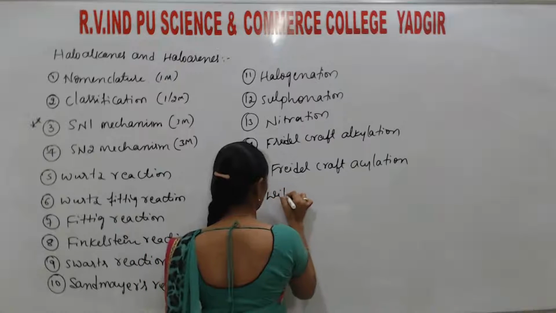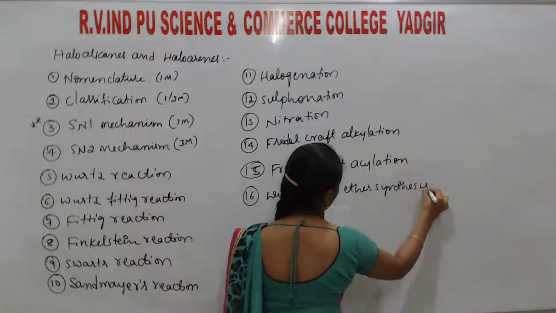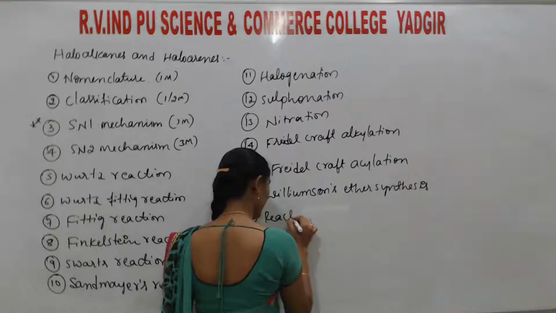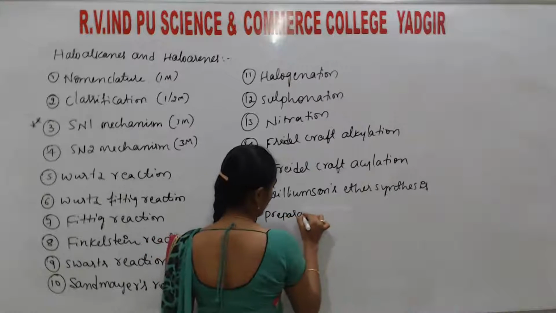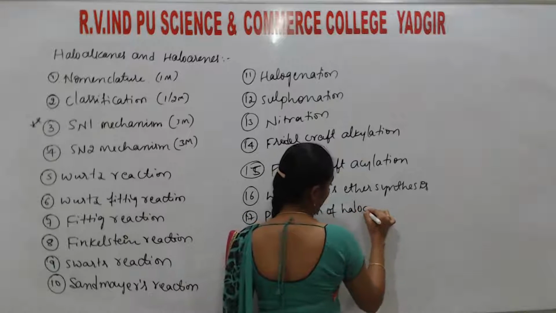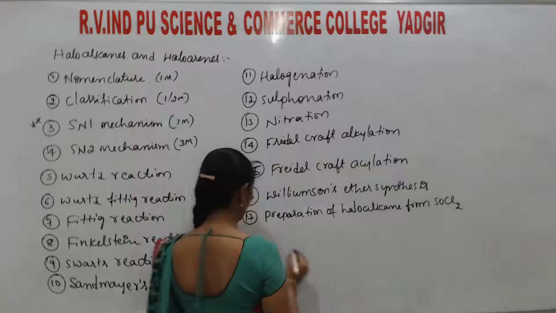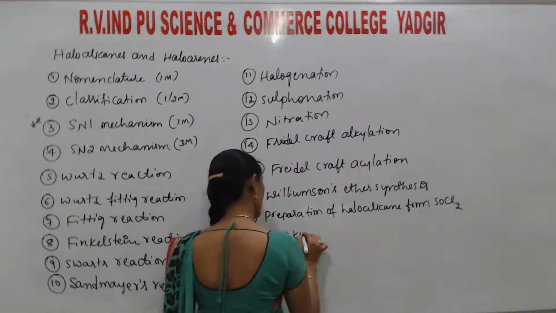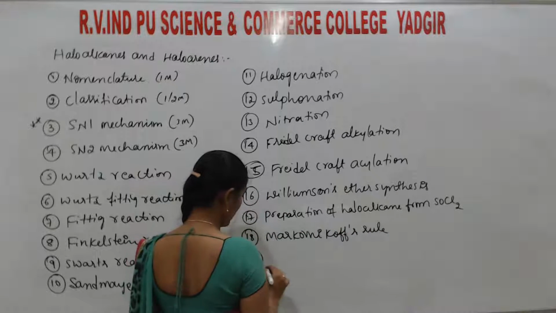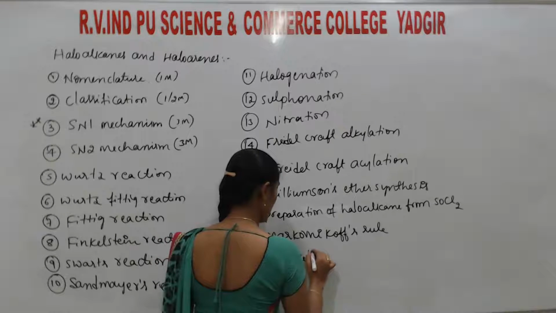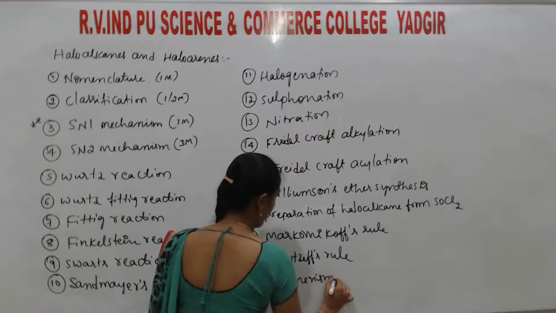Next, Williamson's synthesis. Okay, last one: reaction or preparation of haloalkane from thionyl chloride. Okay. Markovnikov's rule. The last one is Saytzeff's rule, and isomers.